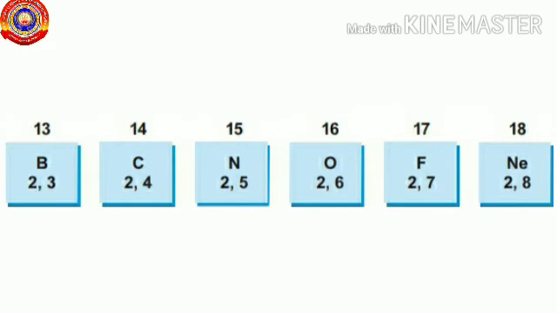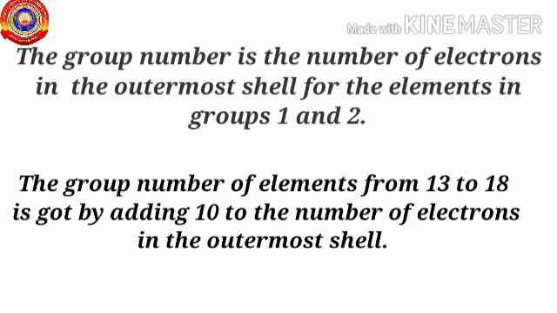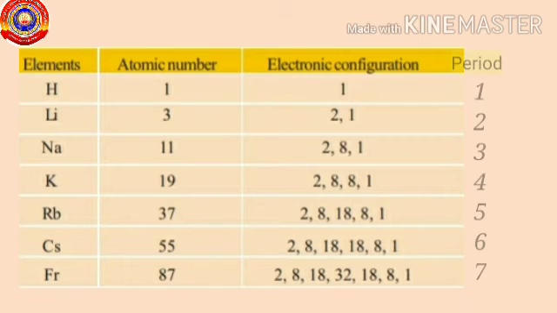Is that clear? So let me remind you once again. For groups 1 and 2, the group number is the number of electrons present in the outermost shell. And for groups 13 to 18, the group number is got by adding 10 to the number of electrons in the outermost shell. Here is a table showing the electronic configuration and period number of group 1 elements. Children, did you find any peculiarity between the shell number and the period number?